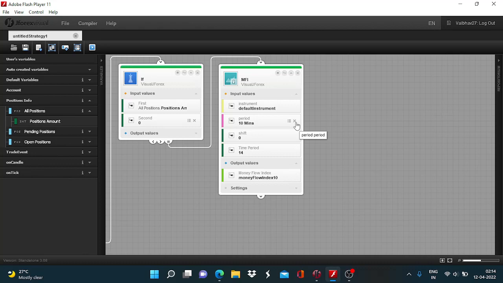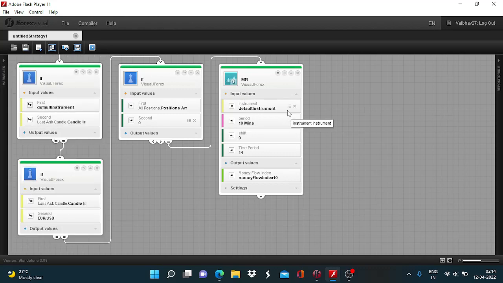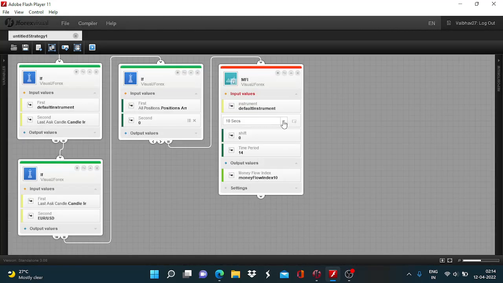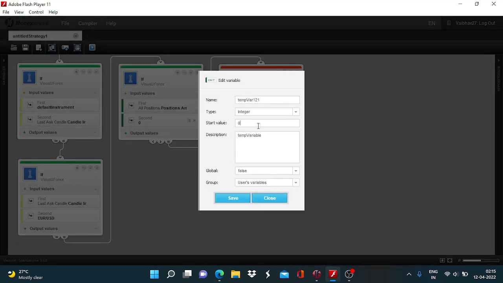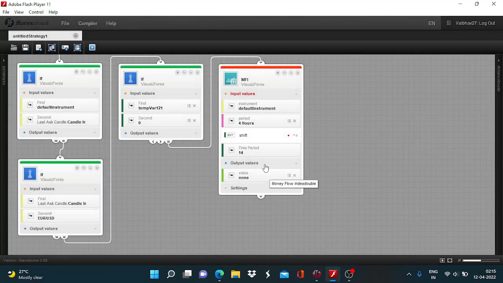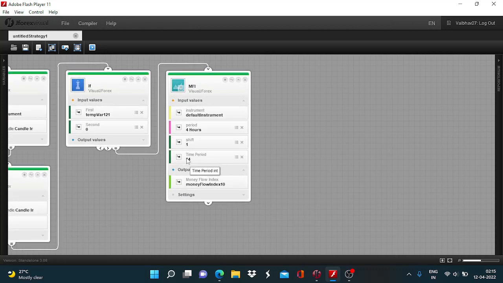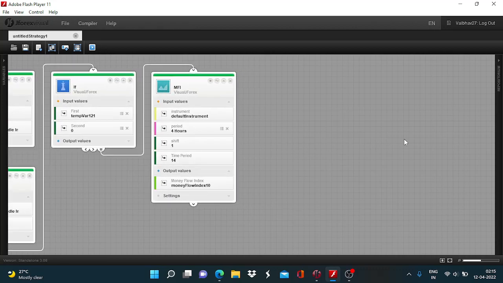This MFI block input values need to be redefined. So I will change the candle period to 4 hours. Look back period will be 1. So this is going to be last 4 hourly candle block. And time period is 14 as per the default setup.